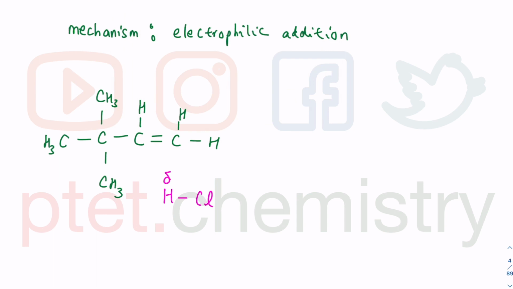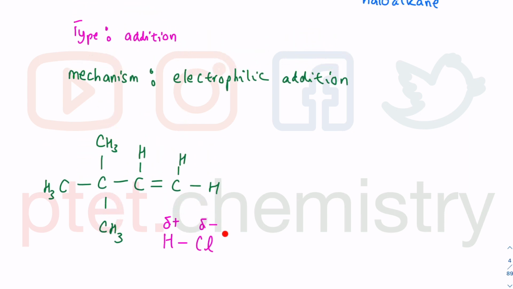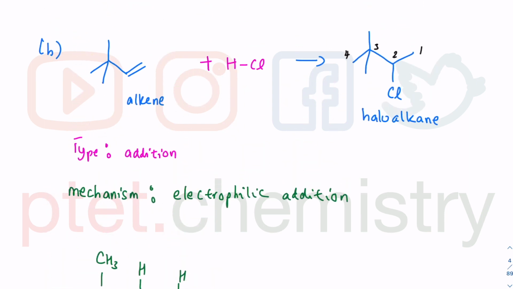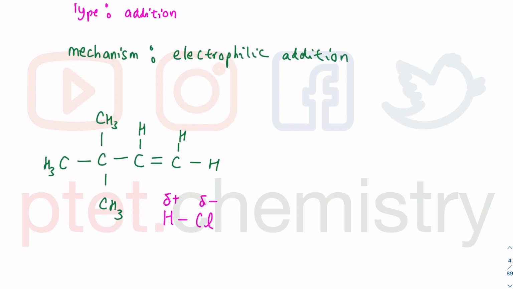Now we have a delta plus and a delta minus. These are called dipoles and partial charges. Chlorine is more electronegative than hydrogen, so this carries a delta negative because it's winning the tug of war. It pulls the electron closer to itself there. We want to add the chlorine on position 2. That means we have added the hydrogen on position 1. So this is position 1.